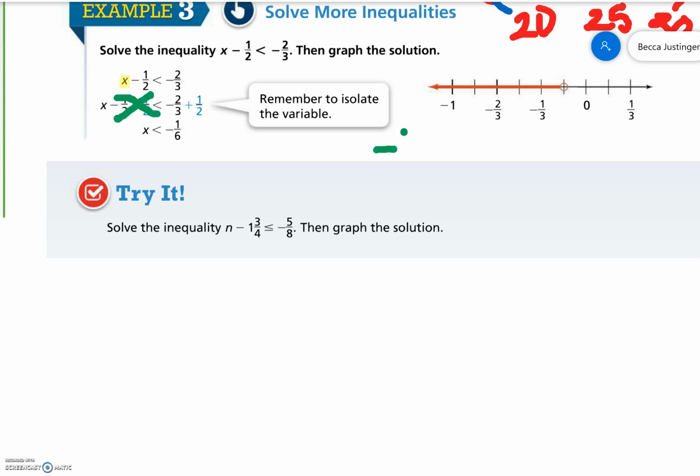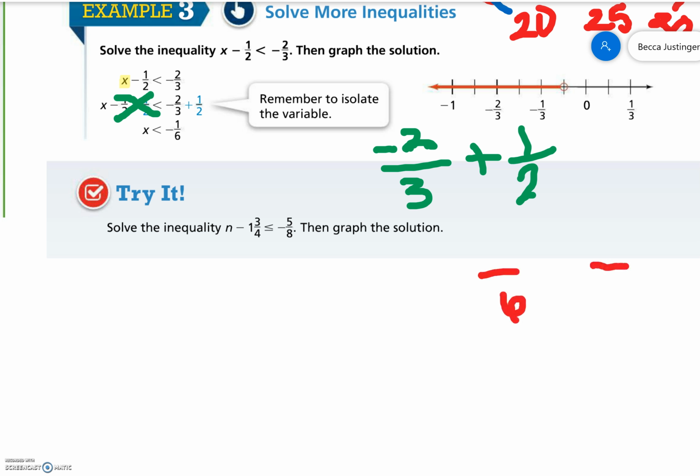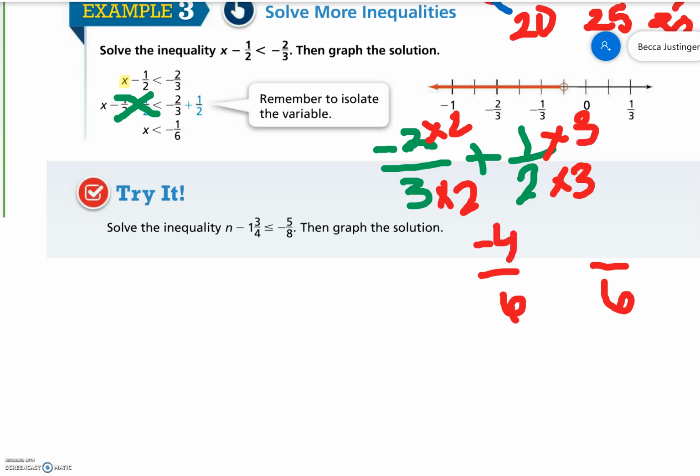And now they skip this step, which I don't know why they do that. But negative 2/3 plus 1/2. Can I add these yet? No, I need them to have a common denominator. So between 3 and 2, my common denominator is 6. So I'm going to multiply the first fraction by 2 over 2 and the second fraction by 3 over 3. So negative 2 times 2 is negative 4/6, and 1 times 3 is 3. Negative 4 plus 3 is negative 1, and we keep our denominator of 6. So that's where they got that from. X is less than negative 1/6.